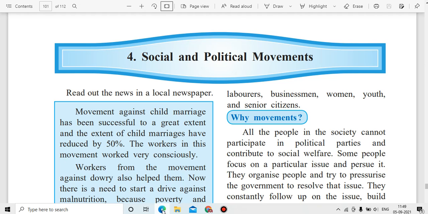Hello students. Now we will read lesson number 4, Social and Political Movements, of class 10th Civics.